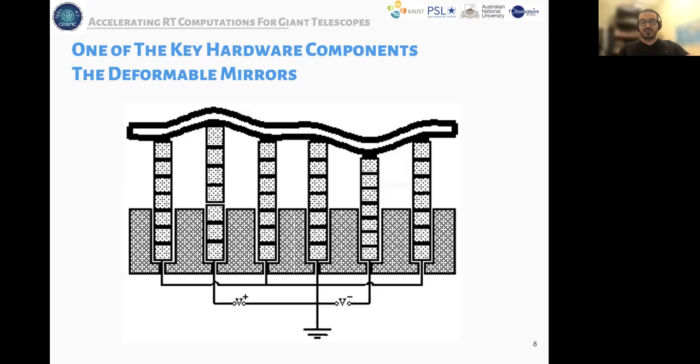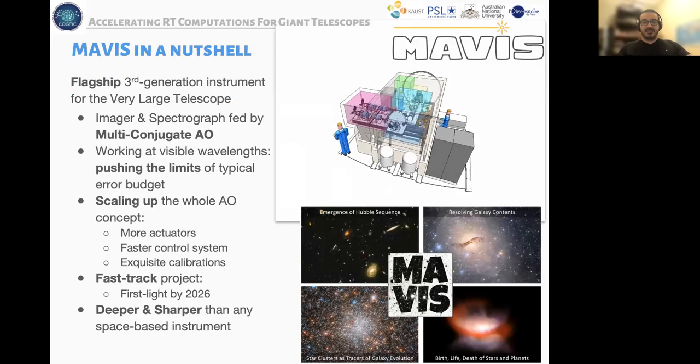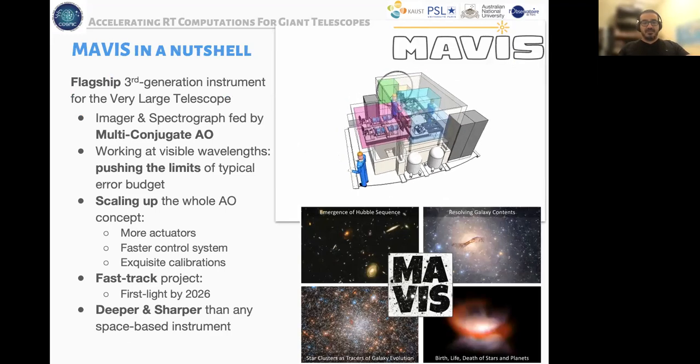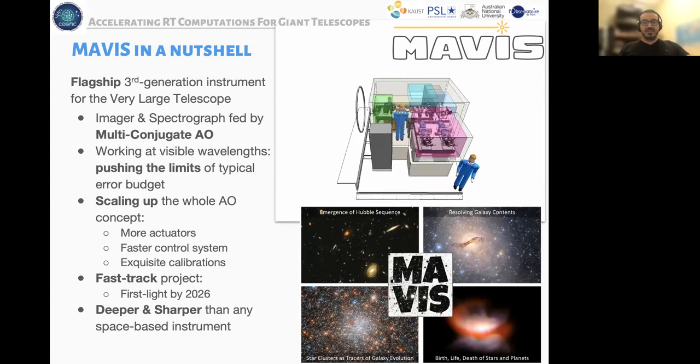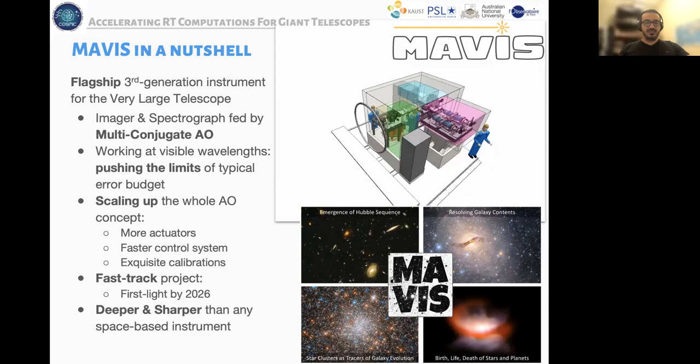The next slide shows a 2D view of this deformable mirror and the actuators, which correspond to one of the key hardware components of those telescopes. Those actuators are going to pull and push those tiny mirrors in real time to compensate for the atmospheric turbulence. MAVIS is a third generation instrument for the Very Large Telescope. It's an imager and spectrograph fed by a multi-conjugate adaptive optics.